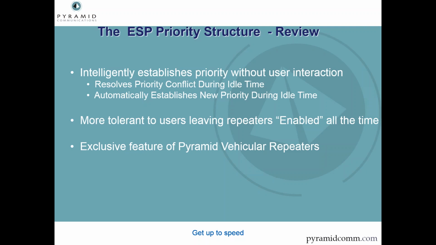It's a little bit more tolerant to people leaving them on, although it is still a rule that you turn them off as they're driving, turn them on with a button or a toggle switch or a connection to some sensor in the vehicle as they arrive on the scene. ESP is an exclusive feature of Pyramid's vehicular repeater, so you won't find that in any backward compatible repeaters for other manufacturers.